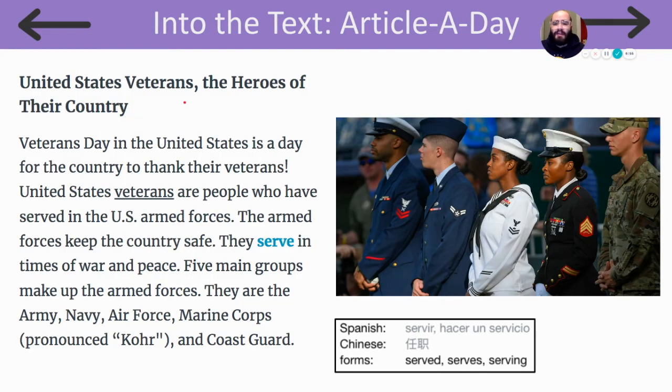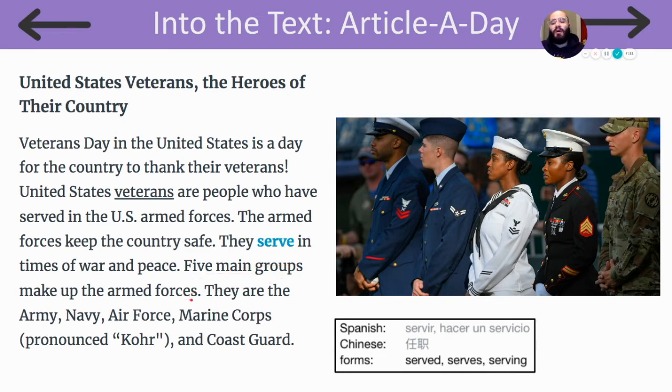United States veterans, the heroes of their country. Veterans Day in the United States is a day for the country to thank their veterans. United States veterans are people who had served in the U.S. Armed Forces. So here on the right, we can see pictures of veterans, people who have served in the U.S. Armed Forces. The armed forces keep the country safe. They serve in times of war and peace. Serve in Spanish is servir or hacer servicio.